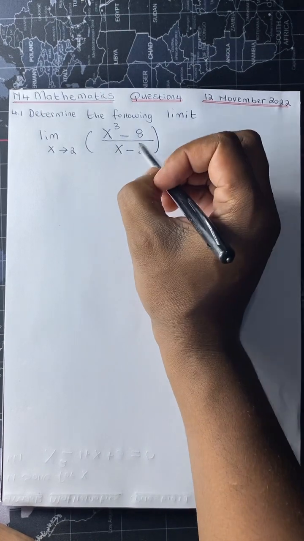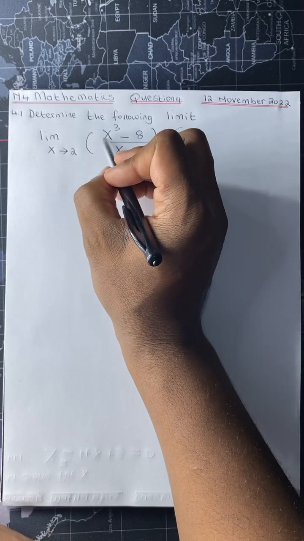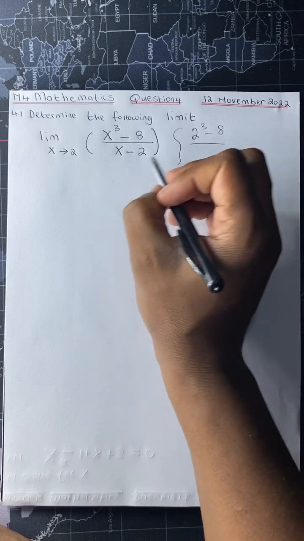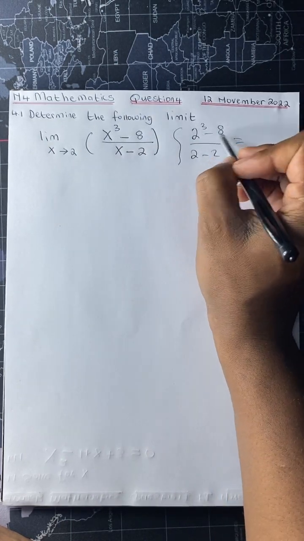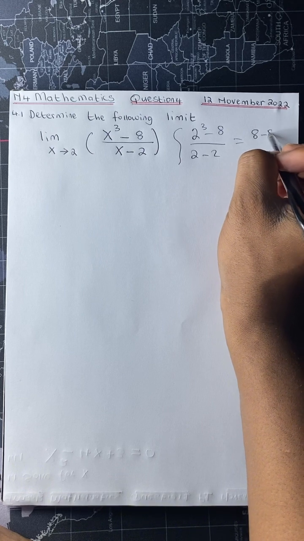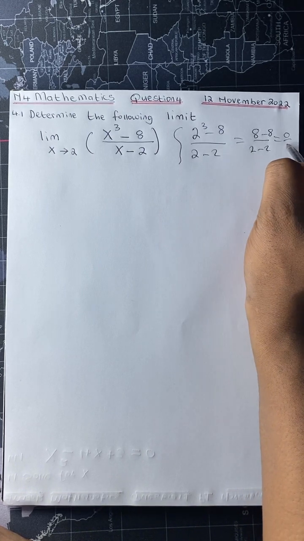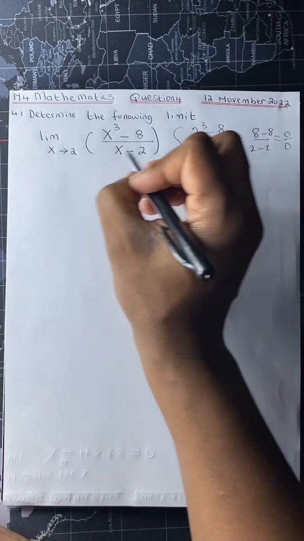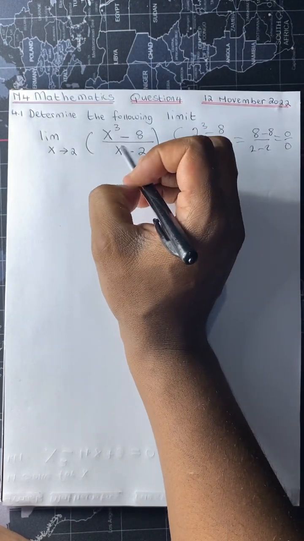We can immediately see that if we were to substitute 2 where there is x, this will be 2 cubed minus 8, all of which will be divided by 2 minus 2. 2 cubed is equal to 8, minus 8, and 2 minus 2. So this will be equal to 0 divided by 0. We know that division by 0 is not allowed. So instead of substituting directly, let's try to use long division.